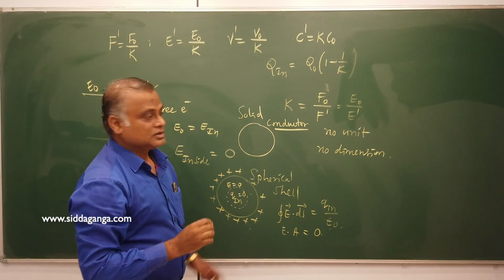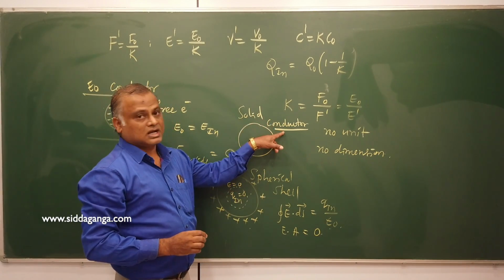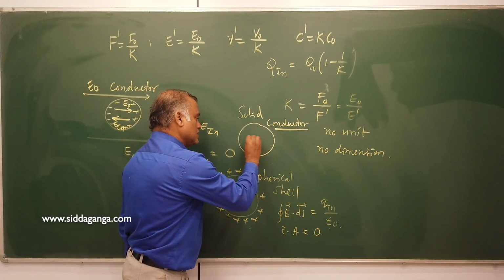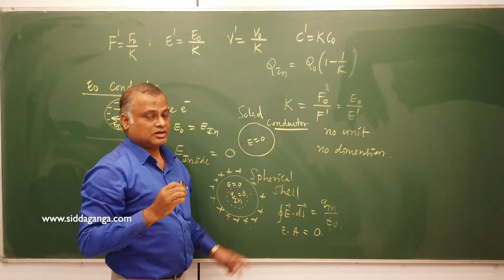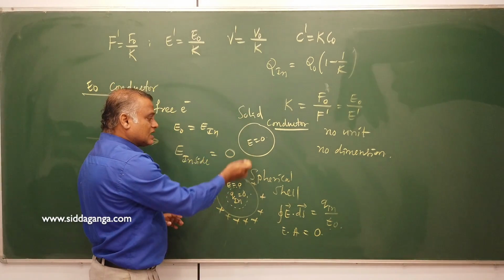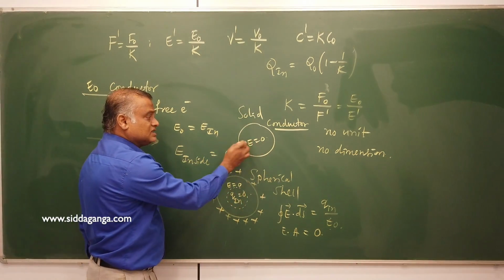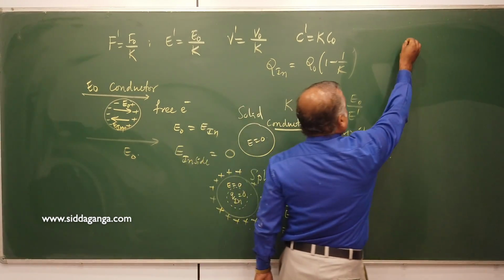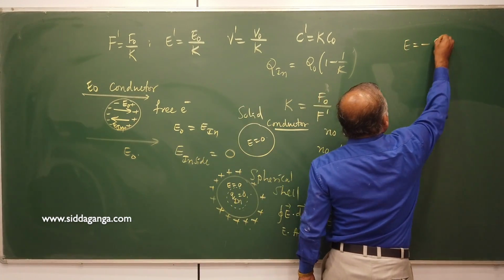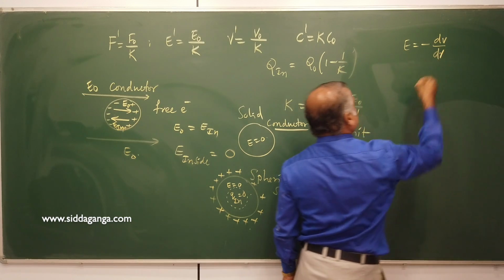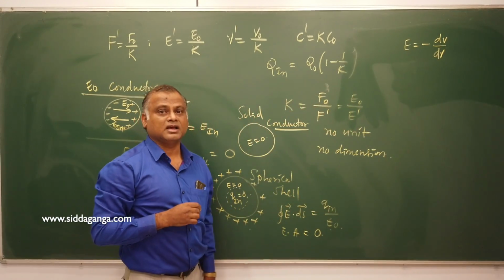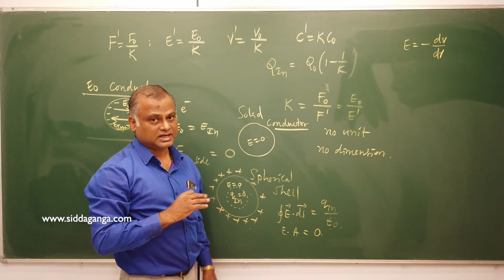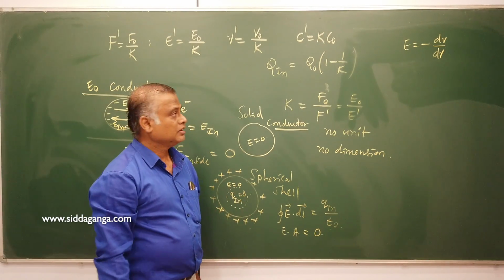I repeat, for a solid conductor, without any fear, just write down E is equal to 0. When electric intensity is 0, as we know, E is equal to minus dV by dr. This is already explained. For a competitive exam, it is very essential. That is why I am repeating it.